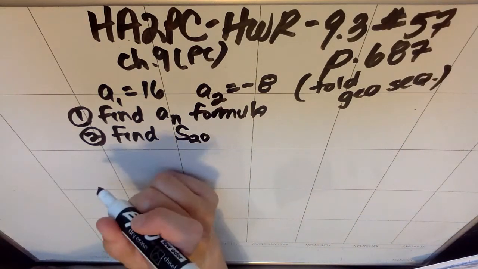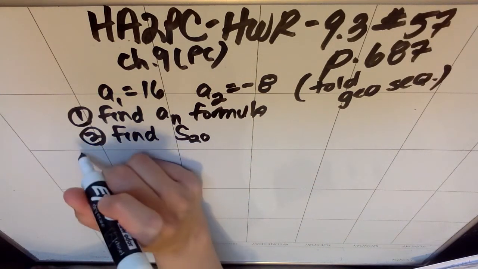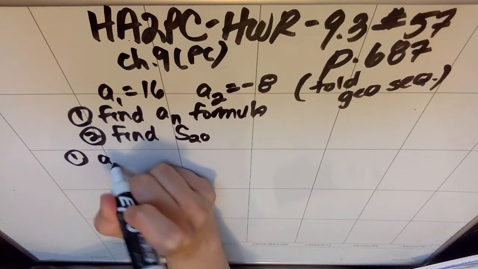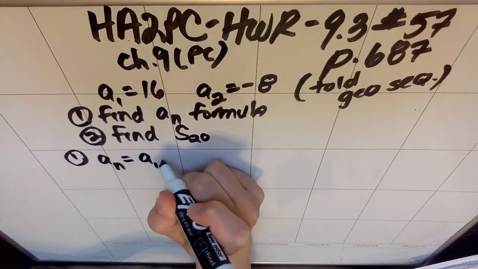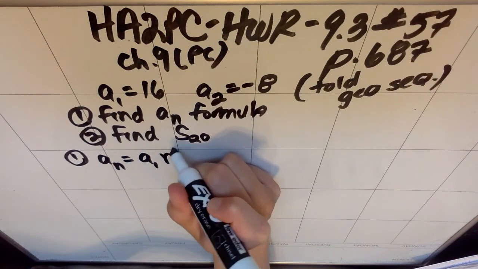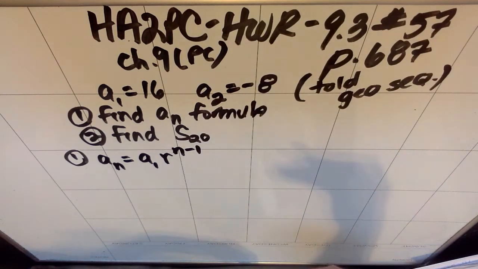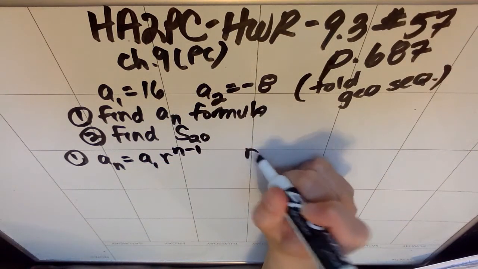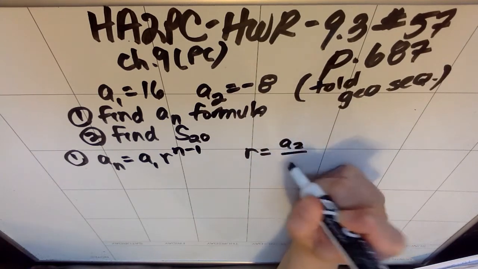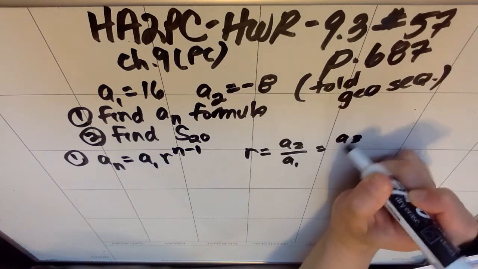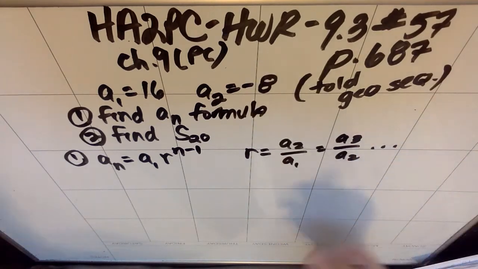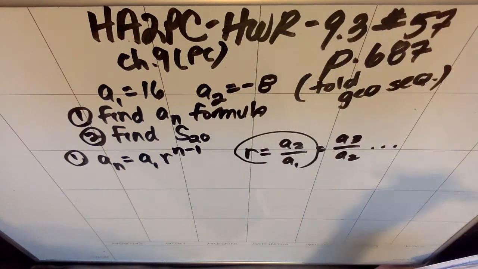So the way a geometric sequence works, right? A sub n is the first term, a sub 1, times the common ratio raised to the n minus 1. So we already know a sub 1, it's 16, so we just need that common ratio, right? Well, the common ratio is the ratio of a sub 2 to a sub 1. It's also the ratio of a sub 3 to a sub 2, etc., etc. But here we only have two terms, and that's all we need.